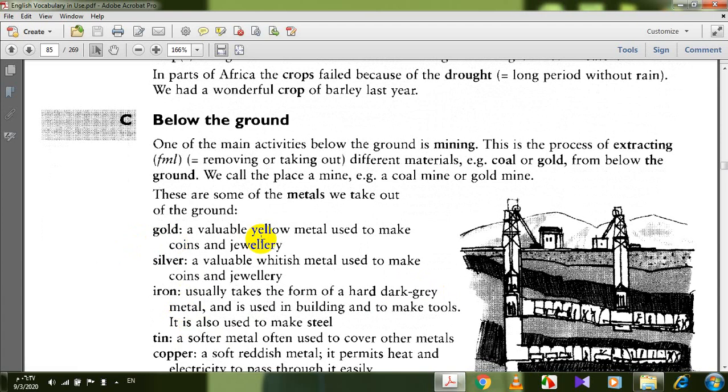Gold, a valuable yellow metal used to make coins and jewelry. Silver, a valuable whitish metal used to make coins and jewelry. Iron usually takes the form of a hard, dark gray metal and is used in building and to make tools. It is also used to make steel.